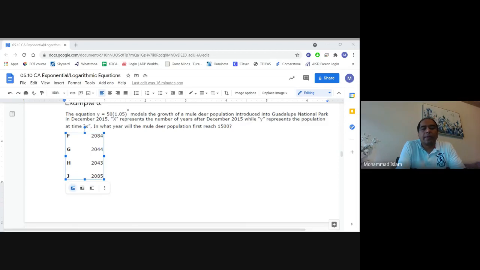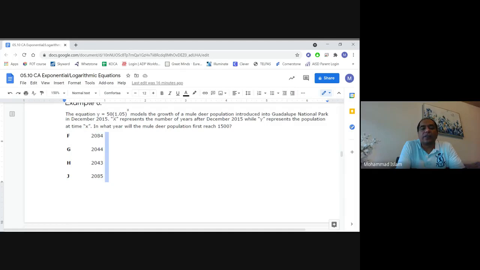So here you need to find x, and y is given. Y is the population of the deer, and it says when it reaches 1500. What year will it reach 1500? So y is 1500. So you write 1500 is equal to 50 times 1.05 exponent x. What do you do first? What is your first step? Can someone please tell me?